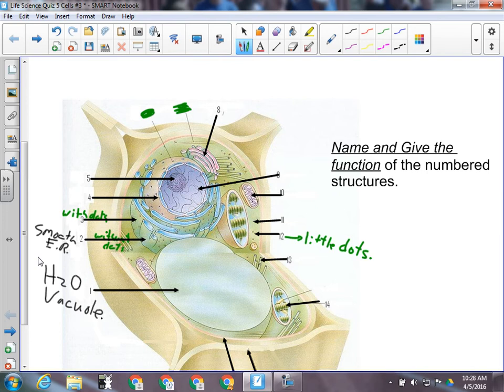Okay, so number three then is its counterpart, the rough ER. Okay, the rough ER makes hormones, transports proteins, okay, things like that.